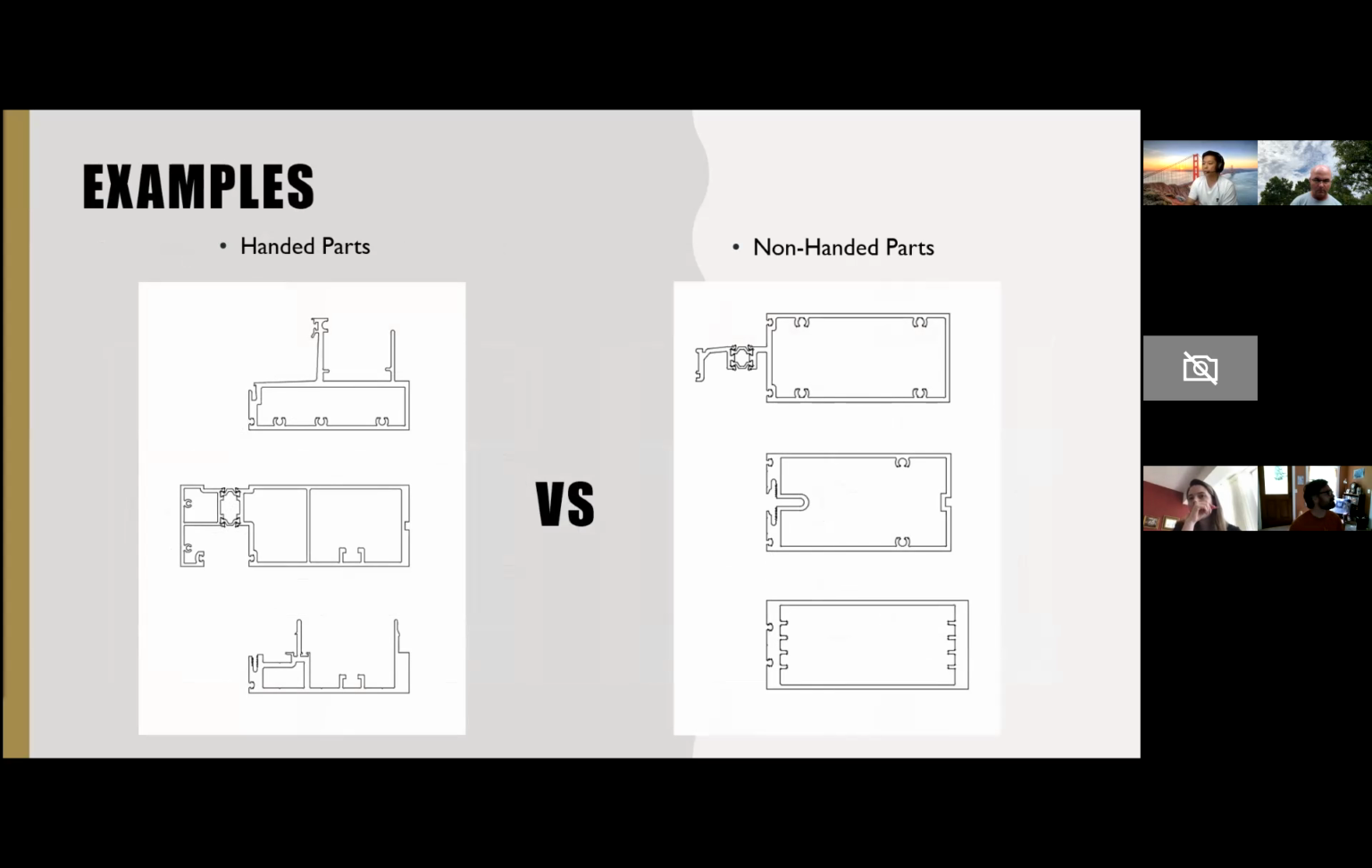For me to explain to people, I usually explain, if you look at the handed part, you only have one daylight opening side only. When you have a non-handed part, you could have a daylight opening on the top, on the bottom. If it's a vertical, you can have a left and right, so on and so on.